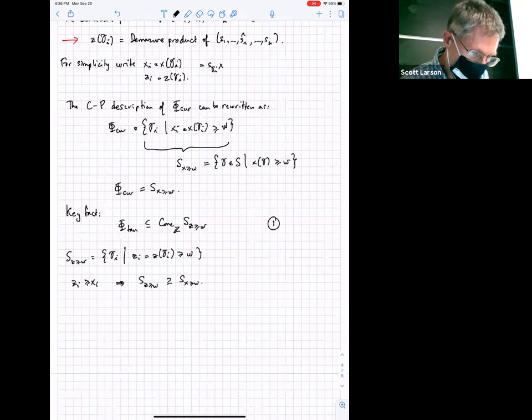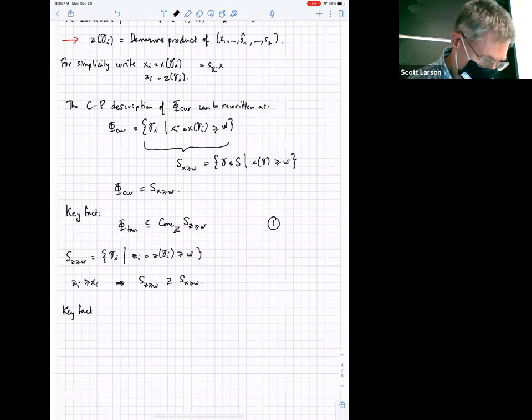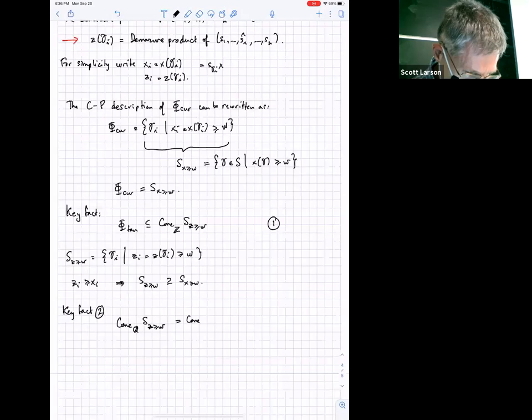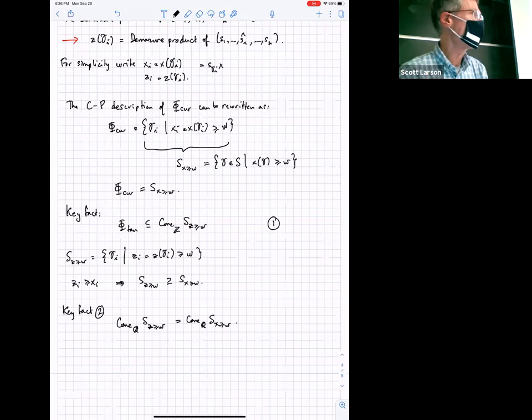But despite the fact that these two sets are different, the key fact too is that the cone over Q of S of Z bigger than or equal to W is equal to the cone over Q of S of X bigger than or equal to W. So although these two sets are different, and they really are different, their cones are the same over Q.